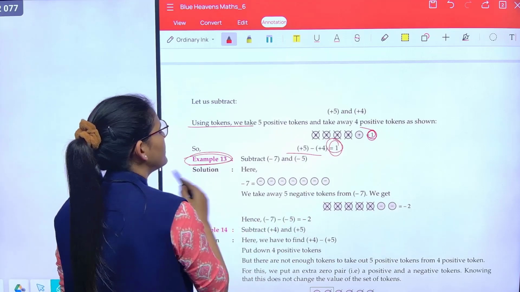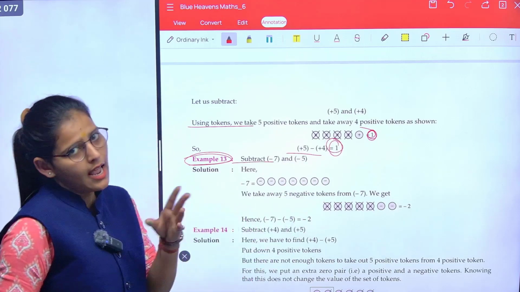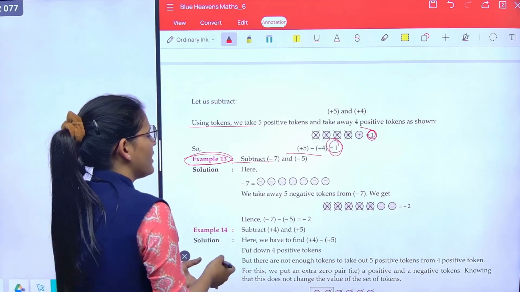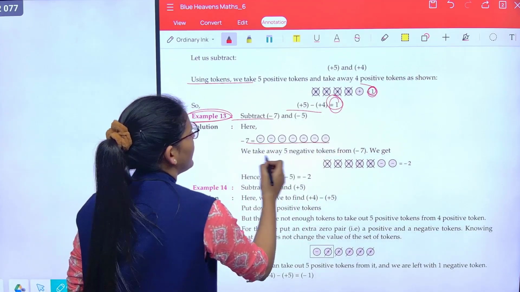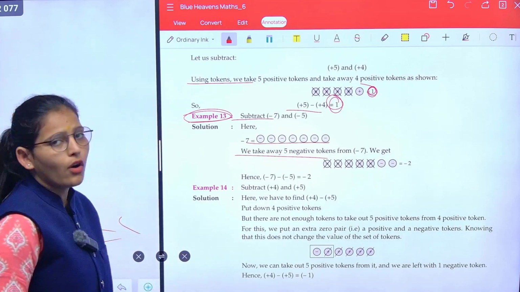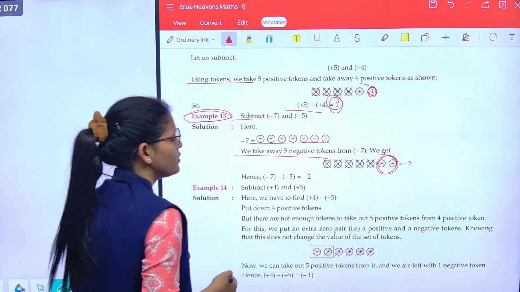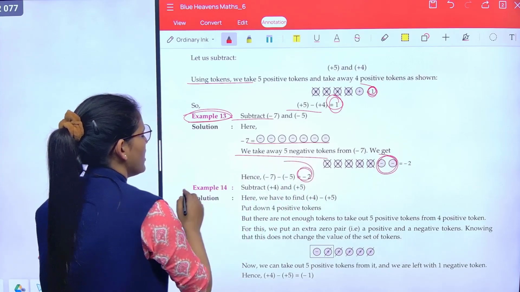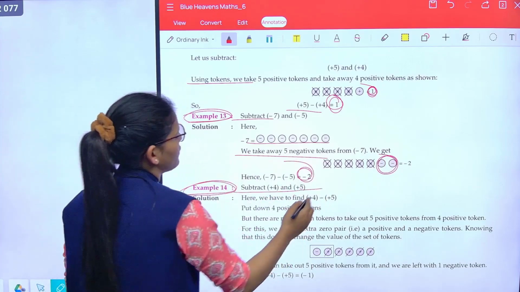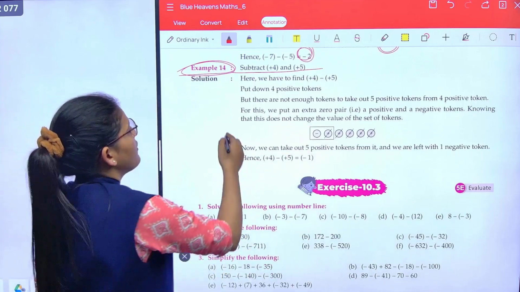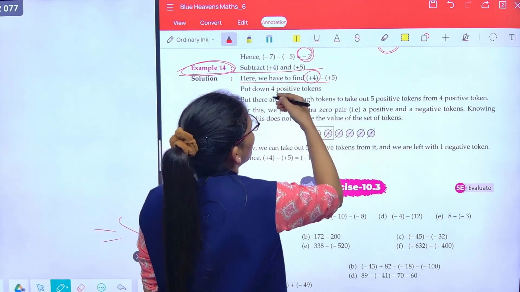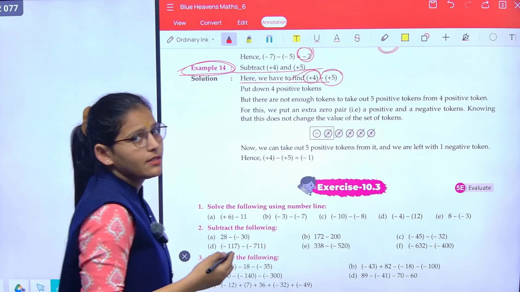Come on, example number 13. Subtract minus 7 and minus 5. Just here minus 7. Now we take 5 negative tokens from minus 7. We get minus 2. Now example number 4. Subtract plus 4 and plus 5. Here we have to find plus 4 minus plus 5.